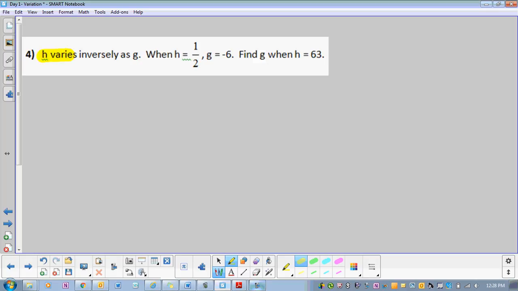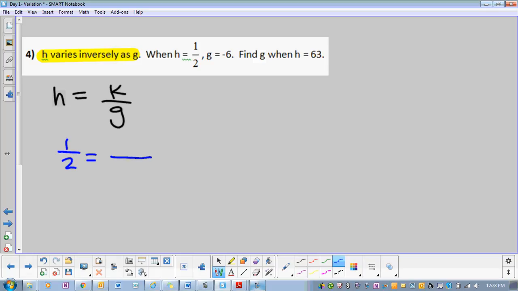Okay, so let's look at this one. H varies inversely as G. All right, so this one's going to be, okay, let's do this. H varies inversely as G, right? Now they said H equals 1/2, G equals 6. So we can use this to find K.